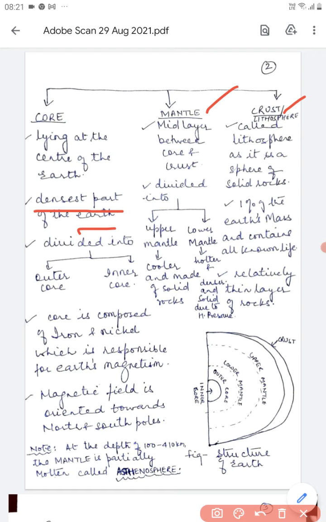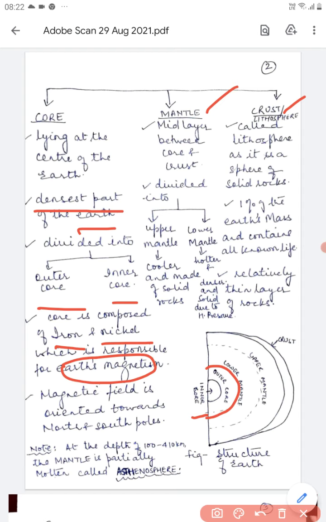Now this core is divided into two parts, the outer core and the inner core. You can see from the diagram, this is the inner core and the outer core, right? So this is the core, and core is divided into the inner core and the outer core. This core is composed of iron and nickel, and this presence of iron and nickel is responsible for the earth's magnetism.